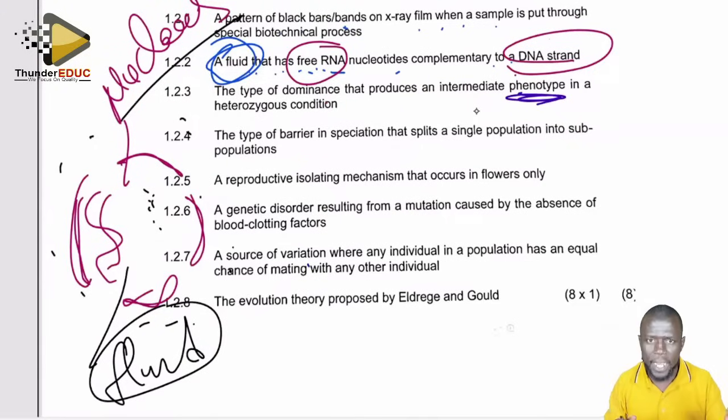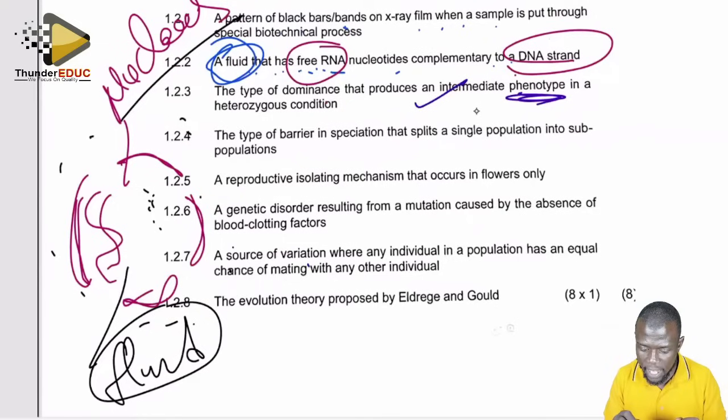So if you have red crossed with white, you produce a pink. Red is not completely dominant over white, and white is not completely dominant over red. And then now you produce what we call an intermediate color, or an intermediate characteristic. So this is called incomplete dominancy.